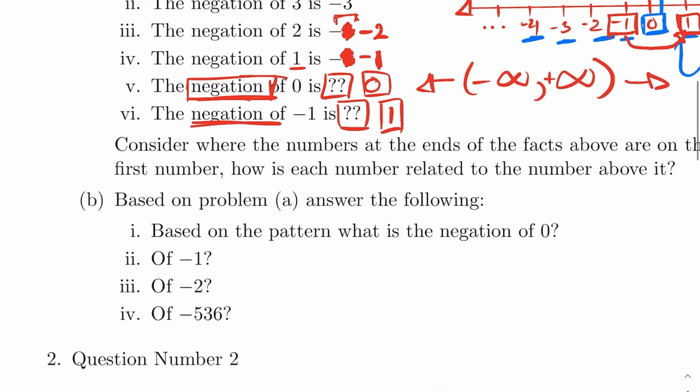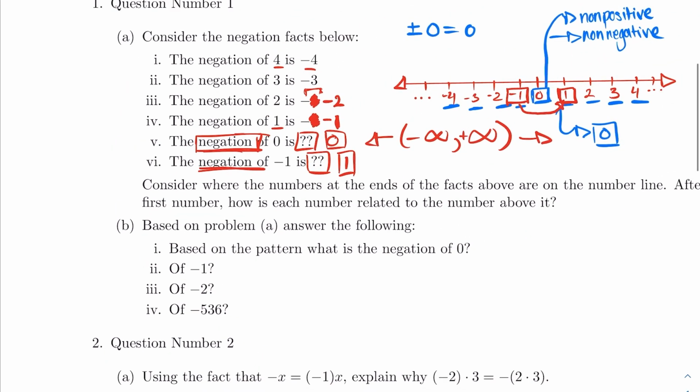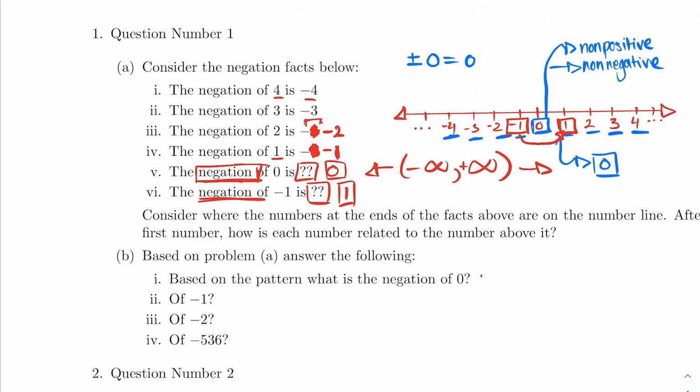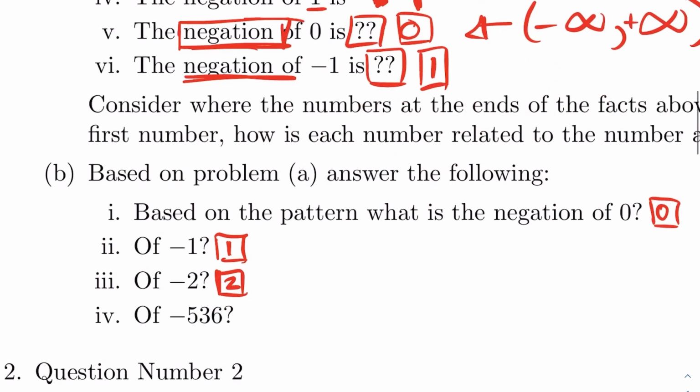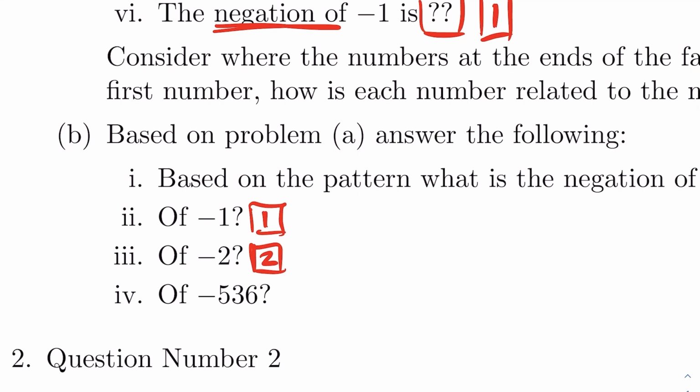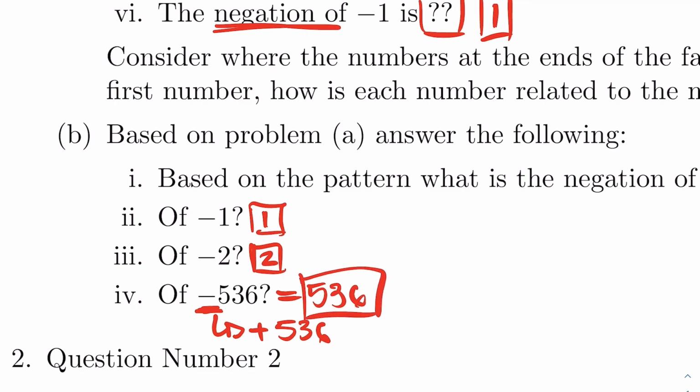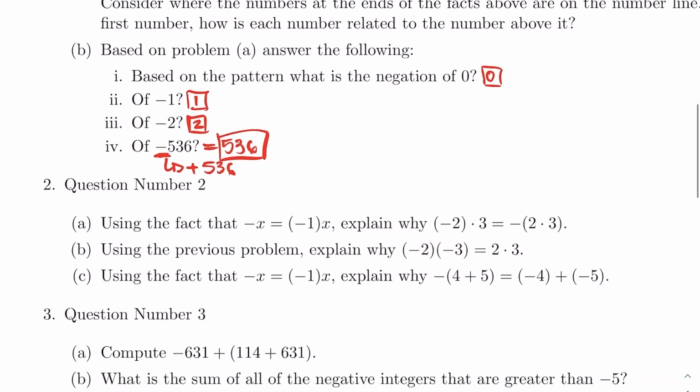So based on problem A, answer the following. Based on the pattern, what is the negation of 0? We just discussed that, so that is going to be 0. Negative 1 is going to be 1. And if we take a look at negative 2, the opposite of negative 2 is 2. So that's going to be 2. And then of 536, well, if we take our number line and we expand it out as far as we can to get 536, we'll notice that the opposite of negative 536 is going to be our positive 536, meaning that the answer is simply 536, our positive one.